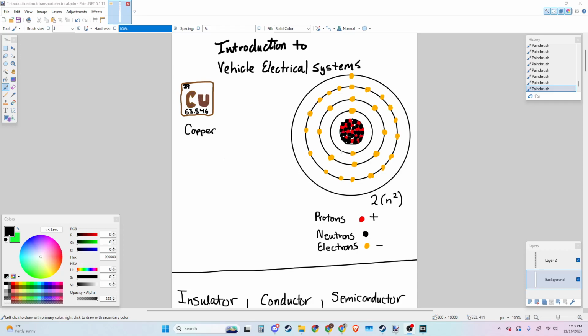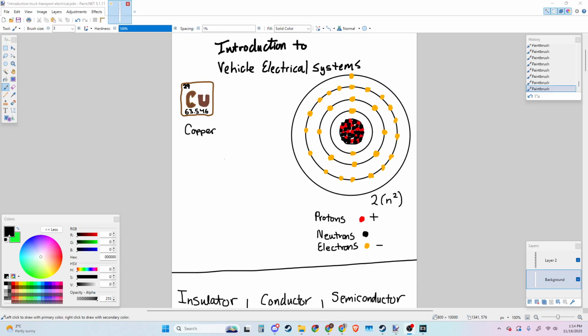I'll get more into that later, but the formula for figuring out how many electrons you can hold within a shell is 2n squared, n being the number of the shell. The closest one is the first shell, the second one's the second shell, the third one's the third shell. So the third shell would be n equals 3. So it'd be 3 to the power of 2 is 9, times 2 is 18. So it's 18 electrons in that shell, maximum.